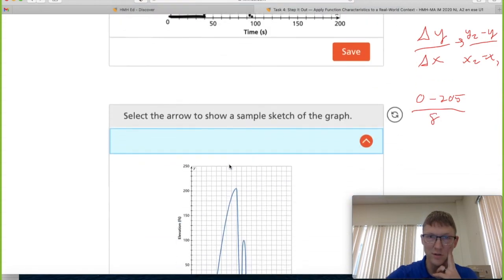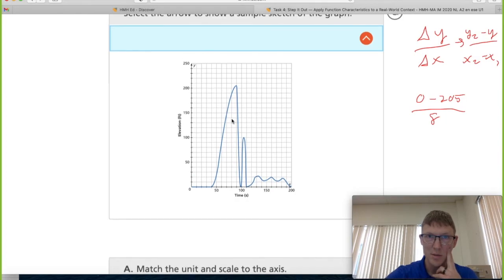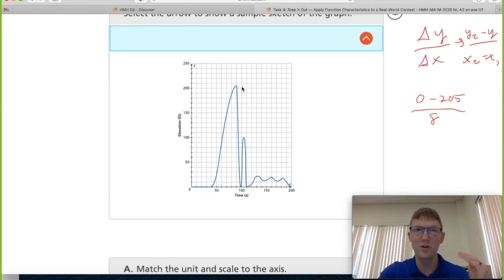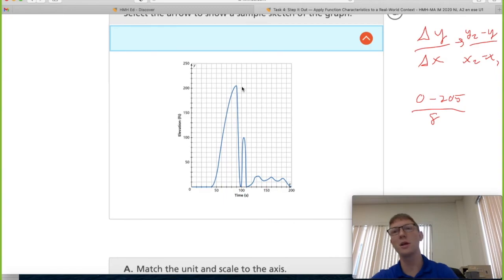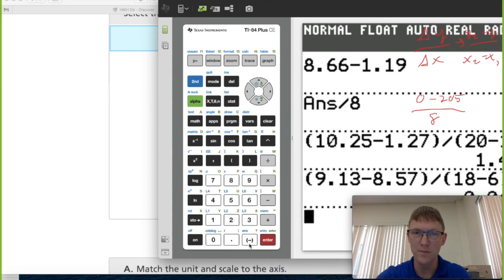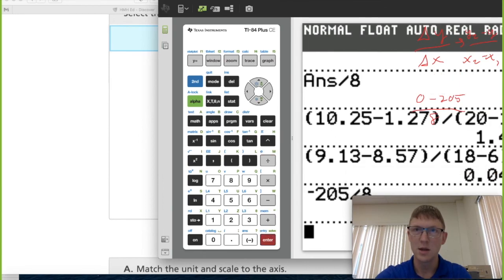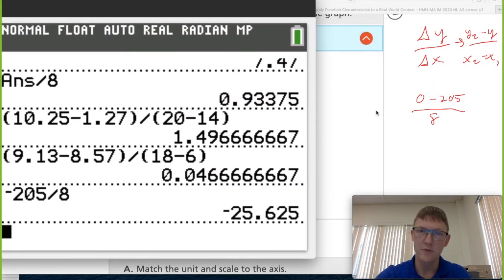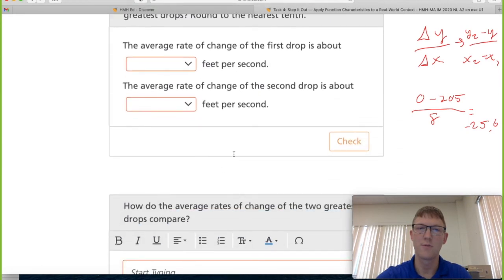Of course you can look at this graph and do the calculation, but it tells us that this part right here is a total of 8 seconds. So that's why I can get away with doing that. So we're going to have a negative number. Does that make sense? In this case it does, because the rate of change is you're dropping, you're falling in elevation. So that's what that negative number means. Let's throw that into the calculator. Negative 205 divided by 8 equals negative 25.6. Hopefully that's rounded enough.